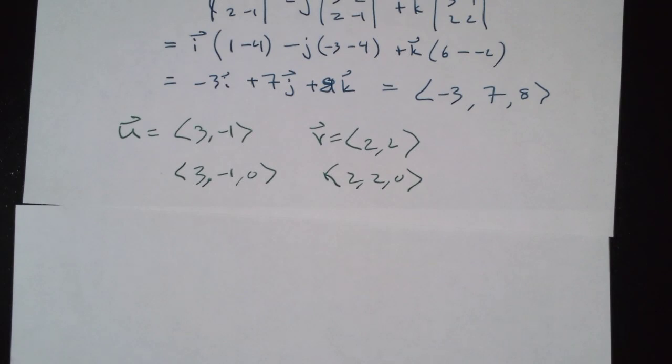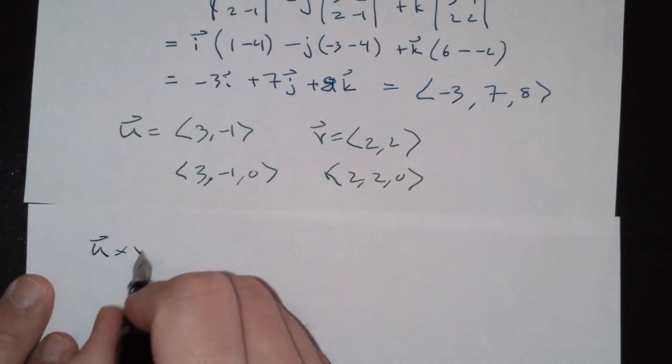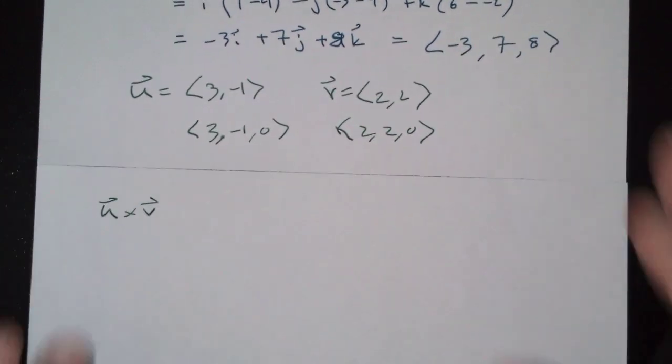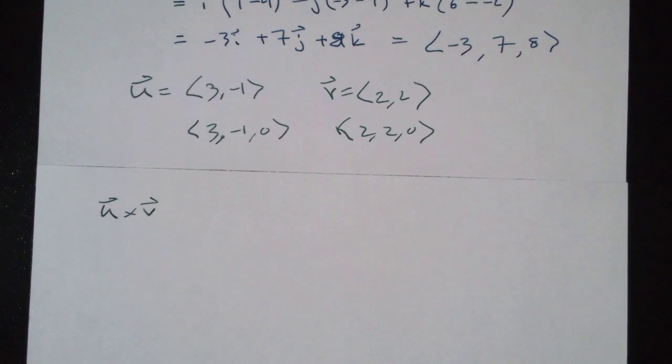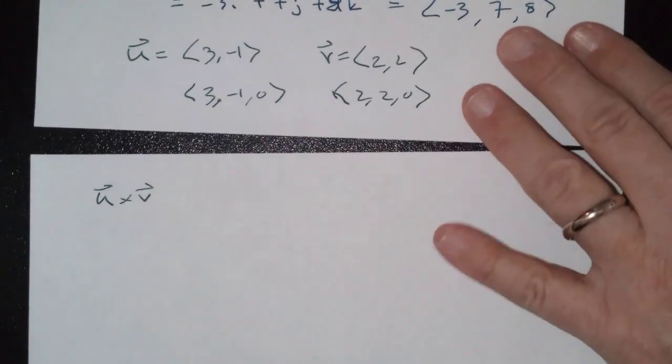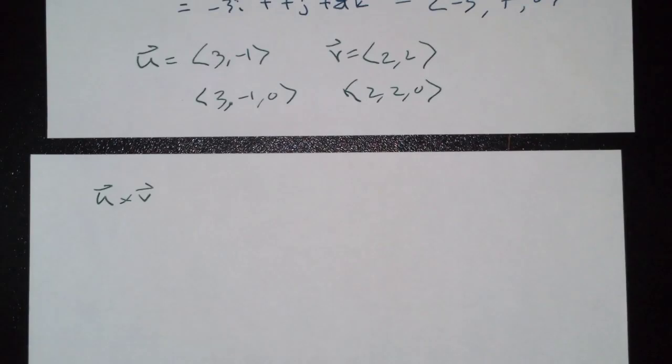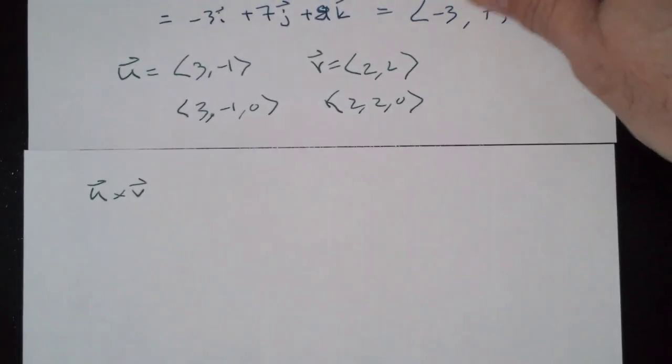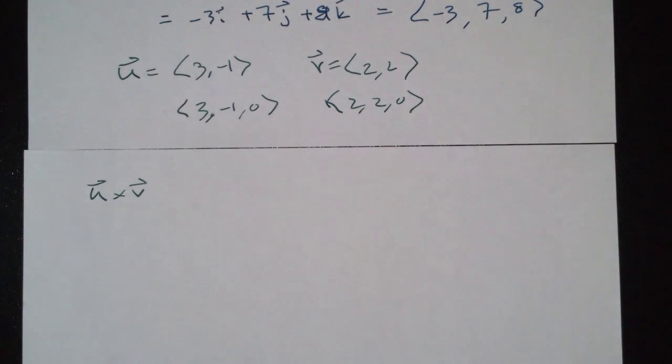I'd like you to do u cross v. I'd also like you to do v cross u, but let's do this one first. You copy. If you finish uv before I get back, do vu. I'm going to go for my one. Be right back.